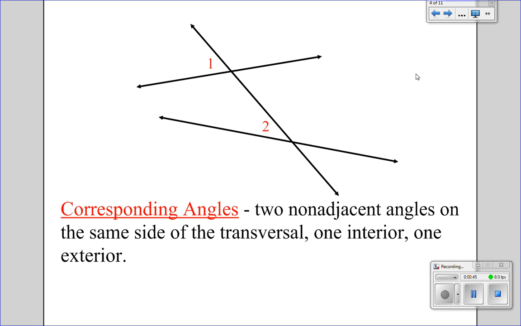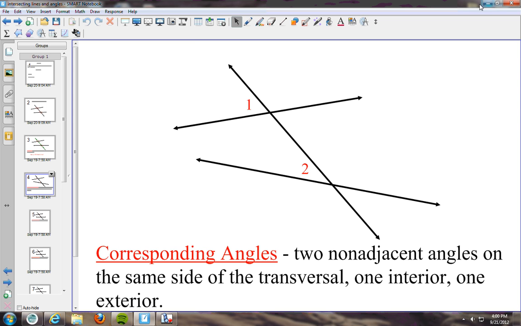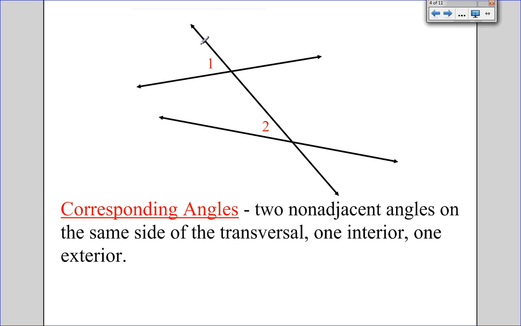Corresponding angles are two non-adjacent angles on the same side of the transversal, one interior, one exterior. So if you look at our transversal going through the two lines, angle 1 and angle 2 are both on the left side of the transversal, and they're both above their respective lines. One's on the outside, the exterior, angle 1, and 2 is on the interior. So those are corresponding. I could also go on to say not only that, but that angle 3, if I drew that here, and angle 4 would be corresponding. Angle 5, angle 6 would be corresponding, and angle 7 and angle 8 would be corresponding angles.